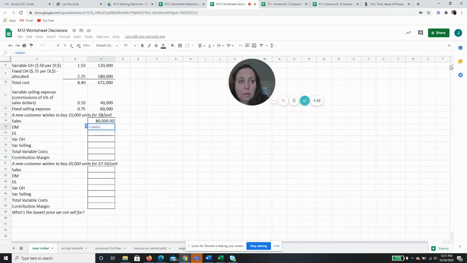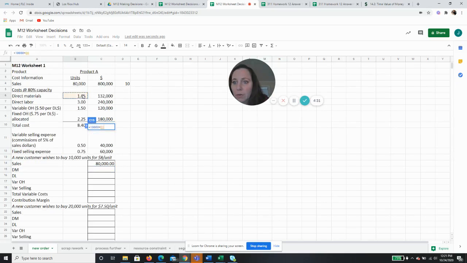Our direct materials would be 10,000 times here, direct materials. Our direct labor would be 10,000 times $3 a unit. Our variable overhead would be 10,000, number of units we're selling, times $1.50 a unit. And our variable selling would be our sales times 0.05. Now you're like, hey, why did you do that instead of multiplying by the variable selling expense per unit?